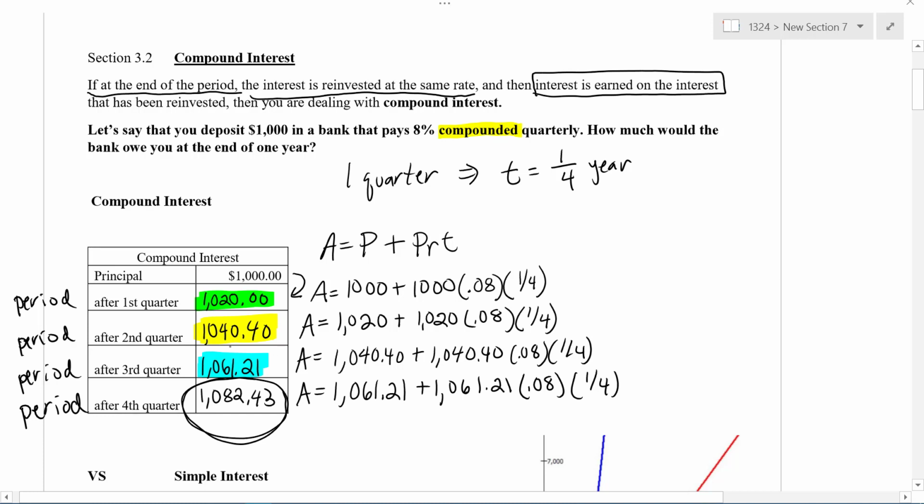So this is what we call compound interest, when you get to earn interest on the interest that was earned in the last period. Okay, let's compare this to simple interest.